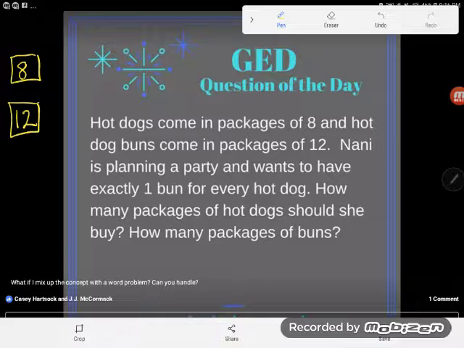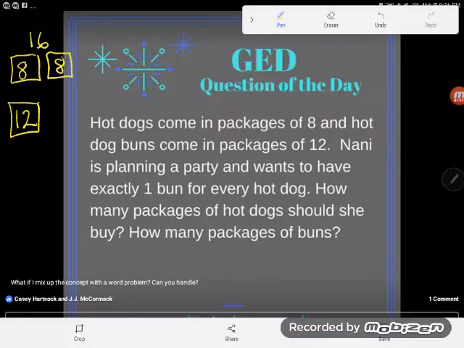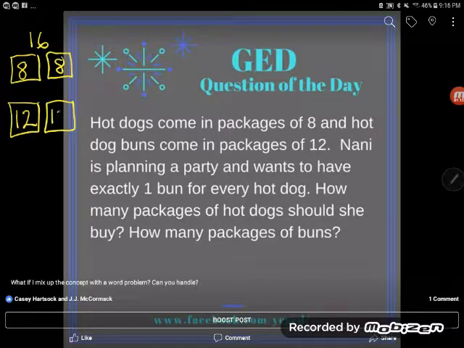Now, interesting problem. The good news is you don't need to know any math vocabulary in order to work this problem. You could just kind of figure it out. Like she could buy another 8 dogs here. And then shoot, she'd have more dogs than buns, wouldn't she? She'd be up to 16. So then she could buy another package of buns, and that would take her up to 24 buns.